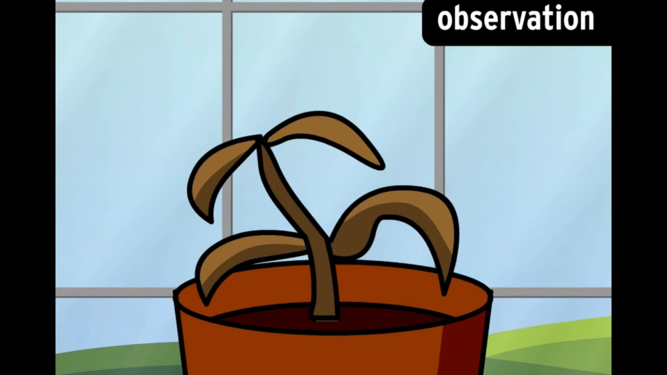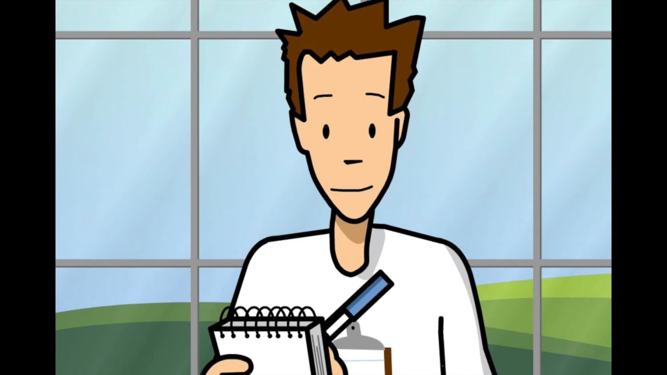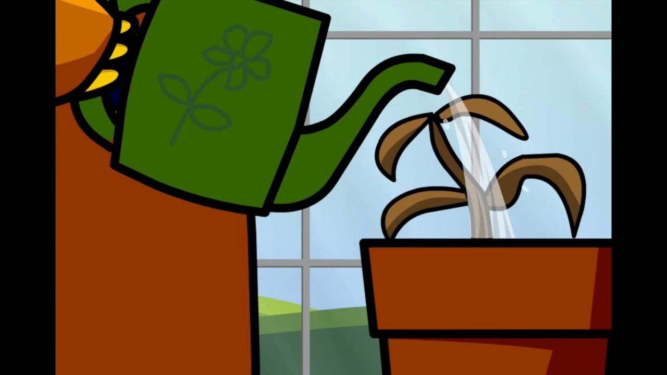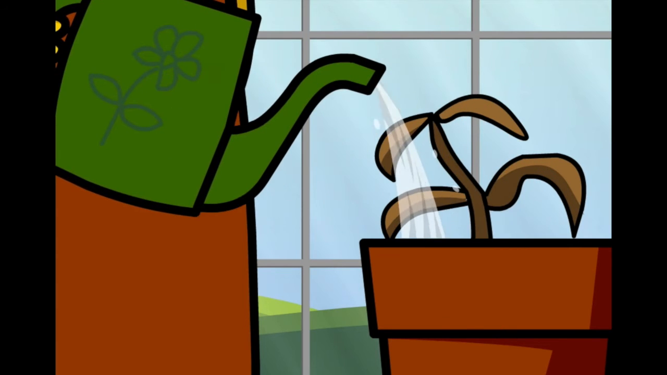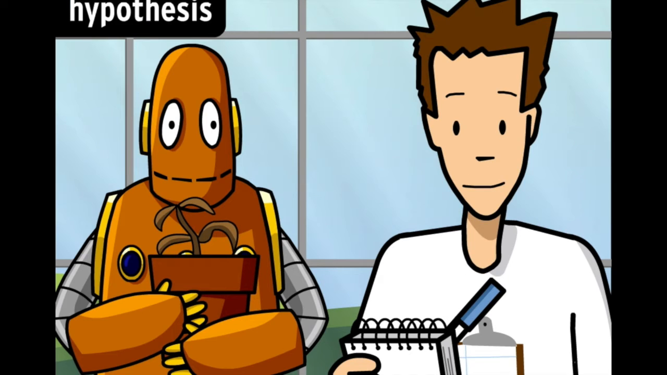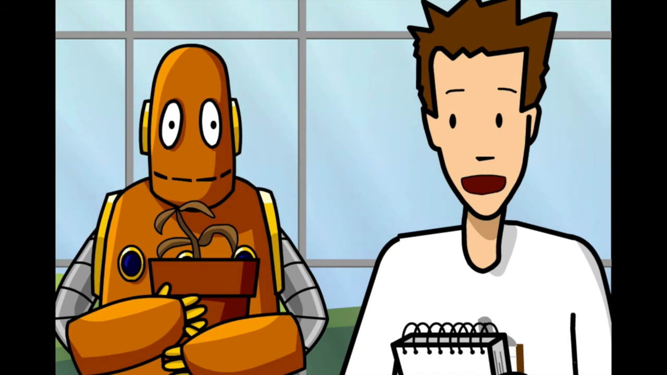The leaves are brown and falling off, and the soil is wet and squishy. Next, we make an inference. An inference is a conclusion about our observations. From what we've observed, we could infer that Moby is watering his plant too much. Now we translate our inference into a hypothesis. Well, a hypothesis is a testable explanation for the details you observe. What about fig plants do best if you only water them once a week? Sure, it's just a guess, but after our observations, at least it's an educated guess.